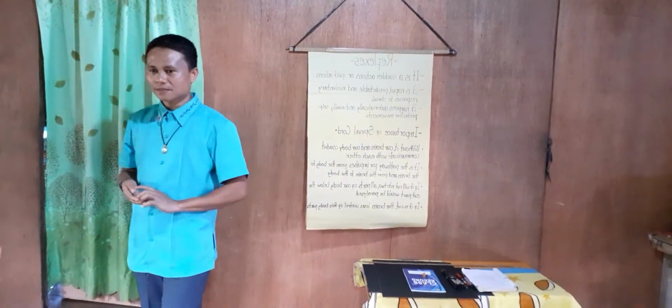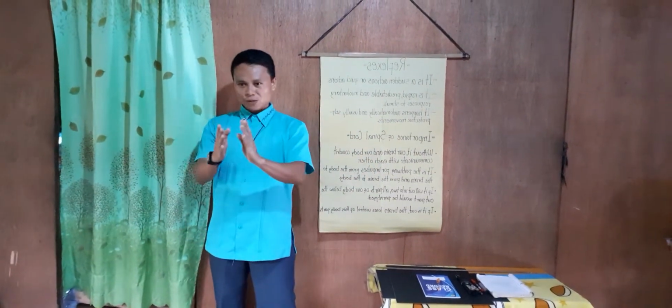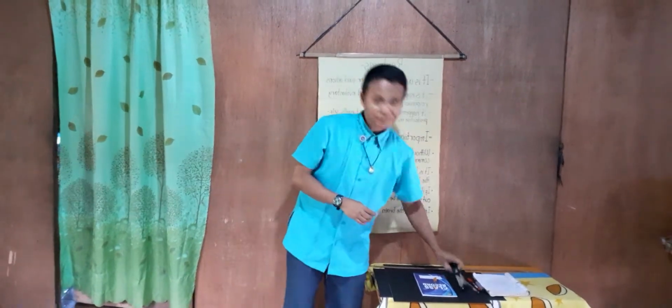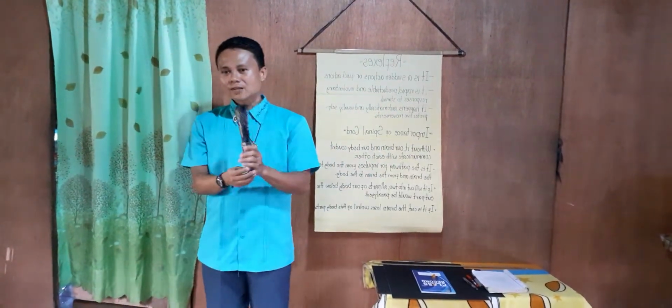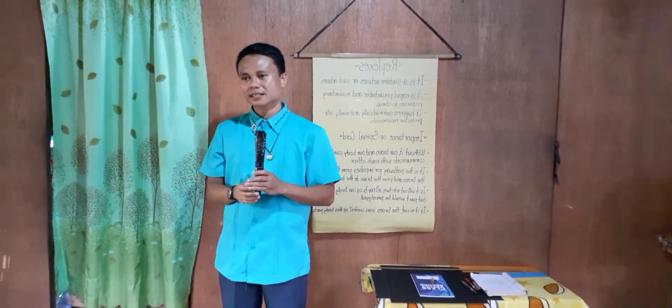Okay, now let's have an activity. May I call Saijan and Margaret? Please come here in front. Okay, now you may face each other. So I have here a fan. I will give this fan to Saijan. Saijan will suddenly fan the eyes of Margaret.